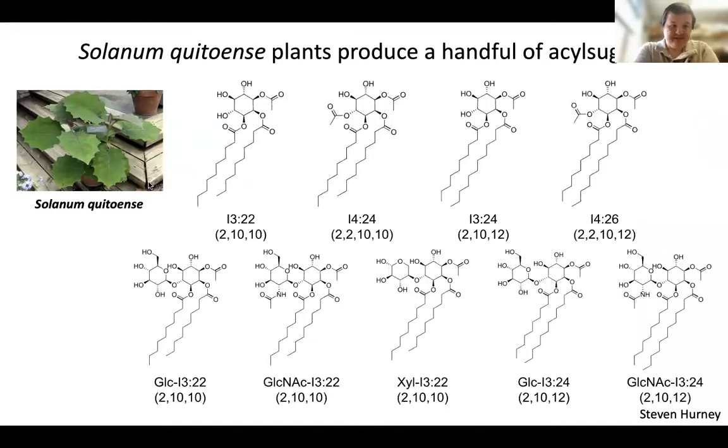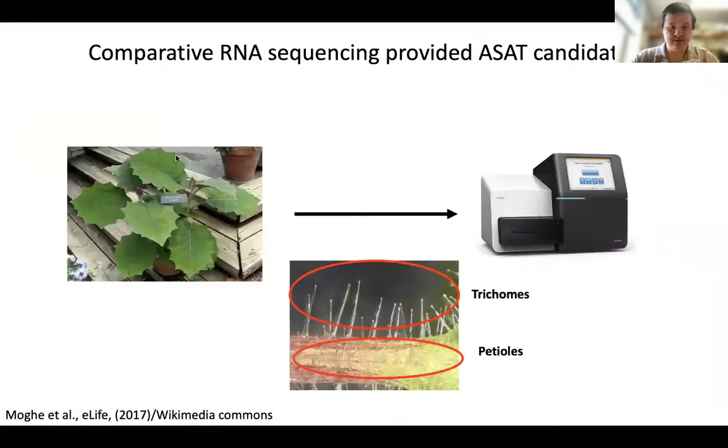The acyl sugar complexity is increased by further glycosylation of that central myoinositol core, where we see glycosylation with glucose, N-acetylglucosamine, and xylose. We are particularly interested in trying to understand how the plants are synthesizing these compounds. Now, at the time, the resources for Solanum ketonense were essentially non-existent. There was no genome sequence available, no transformation technology.